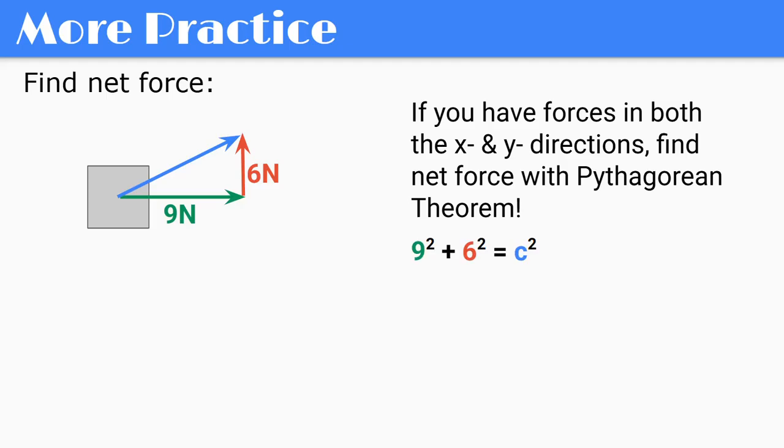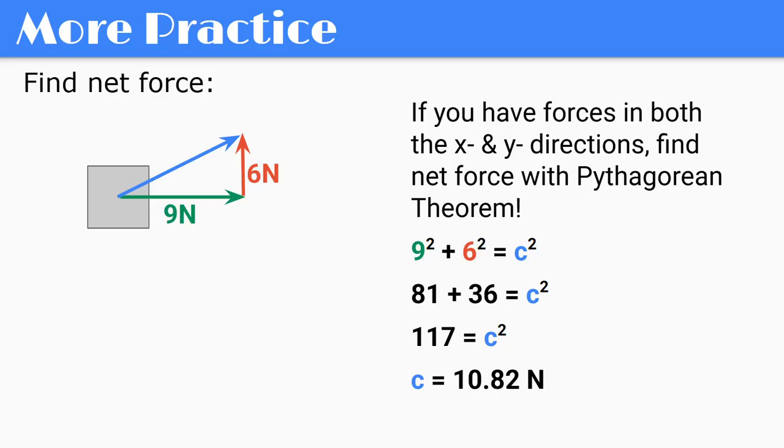A squared plus b squared equals c squared for this problem is 9 squared plus 6 squared equals c squared. That is 81 plus 36, which is 117. So c squared is 117. Again, I want c, so I'm going to take the square root of both sides, and that gives me 10.82 newtons. So that is the magnitude of the net force for these two vectors, 10.82 newtons.